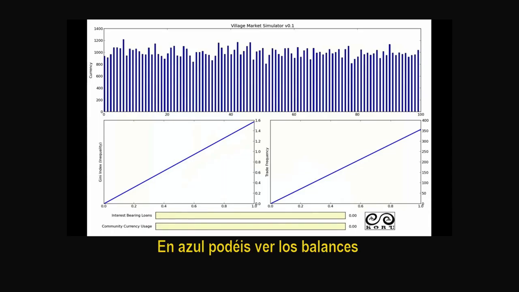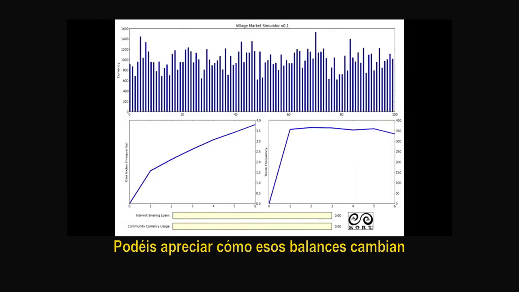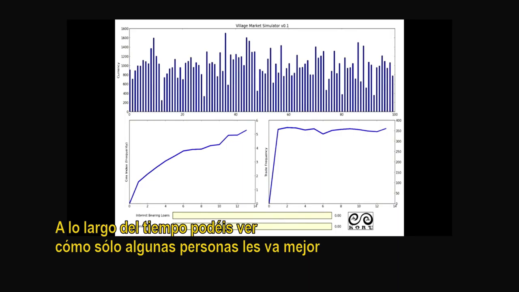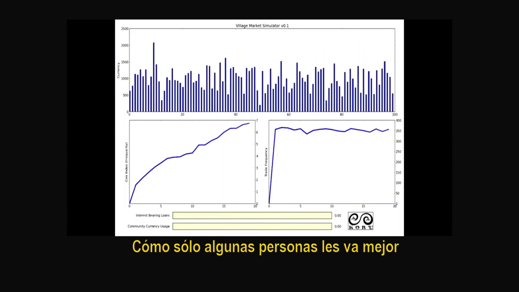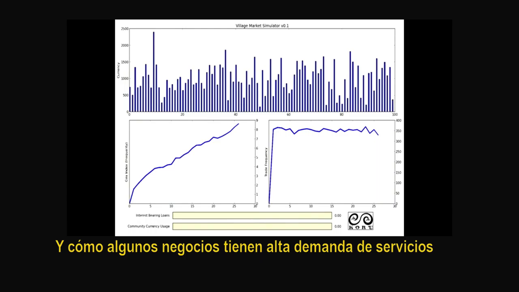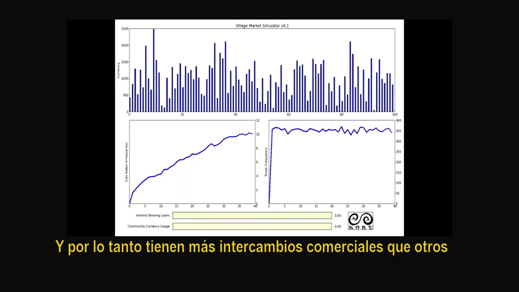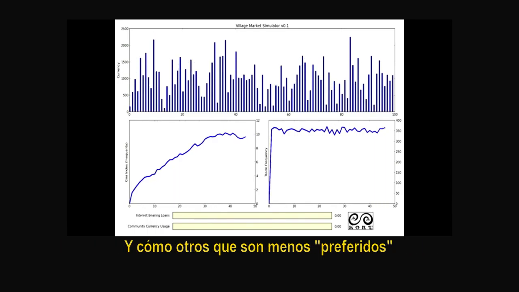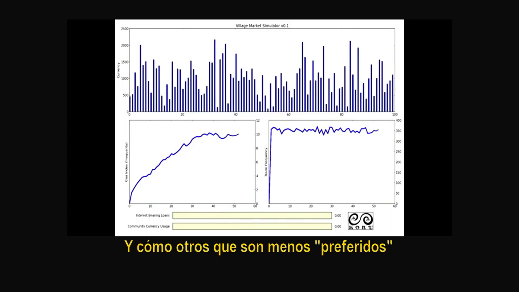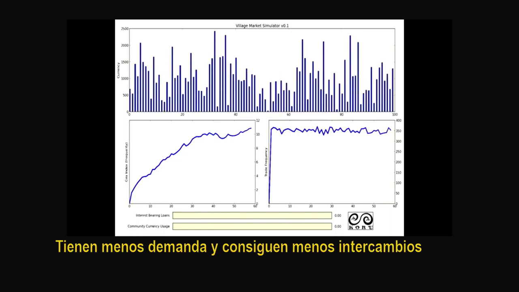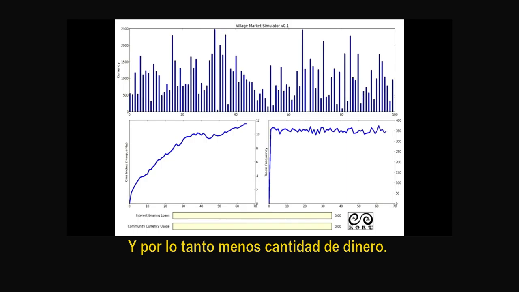So here on the simulation you can see in blue the balances, the amount of money that each person in the village has. And as they trade with each other, you're going to see these balances start to change. So here we go. Over time you can see that a few people are sort of preferred, that some businesses have high demand goods and services, and so they get quite a bit more business than others. And those people with very little goods or services to sell or low demand end up with very little money. So you get this distribution of money in the community.